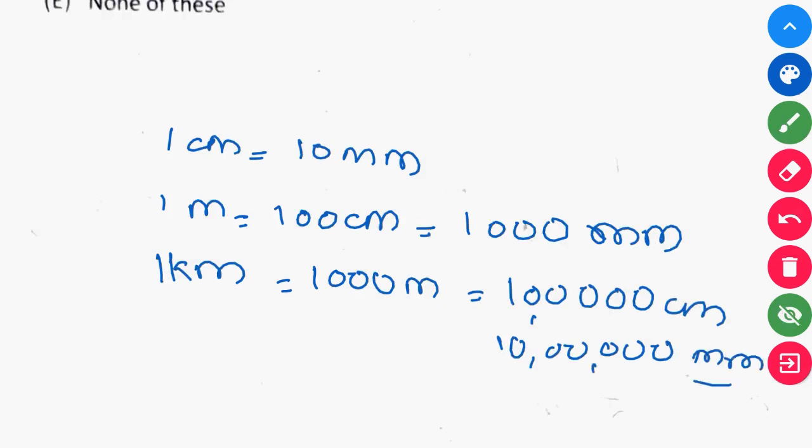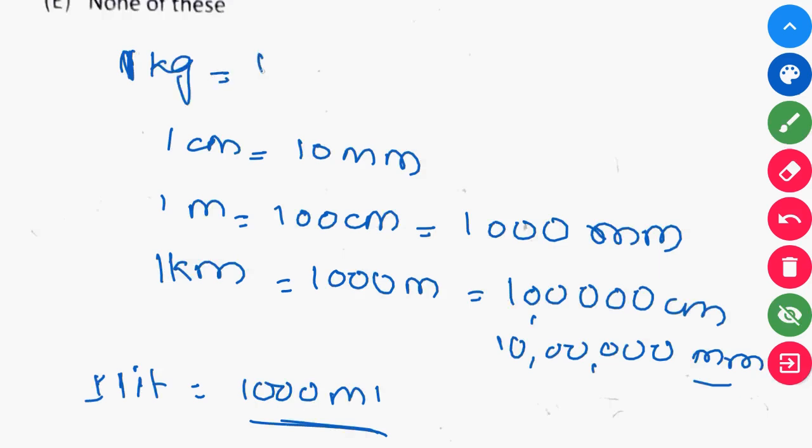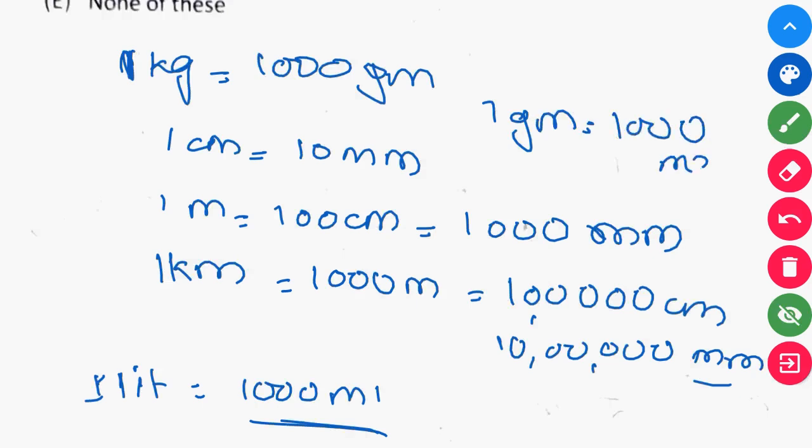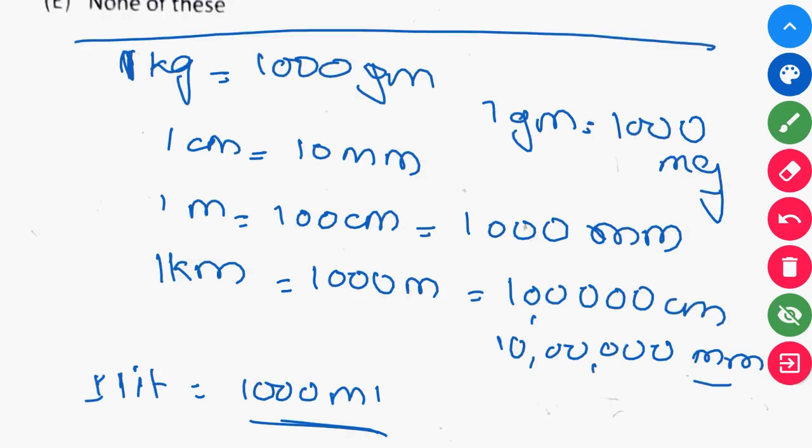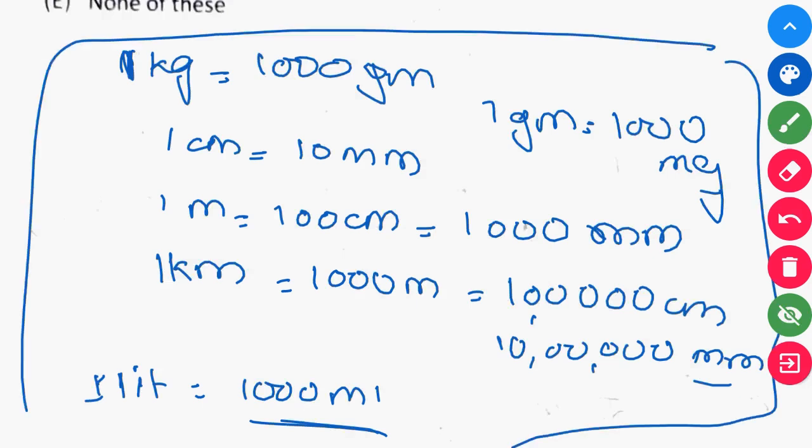Now for volume, 1 liter is equal to 1000 milliliters. For mass, 1 kilogram is equal to 1000 grams and 1 gram is equal to 1000 milligrams. This is the summary which you must know before you solve problems based on measurement.